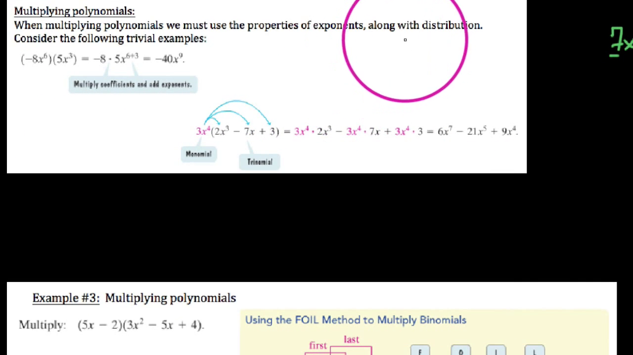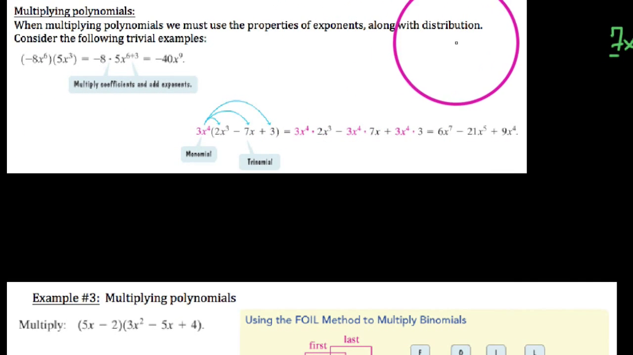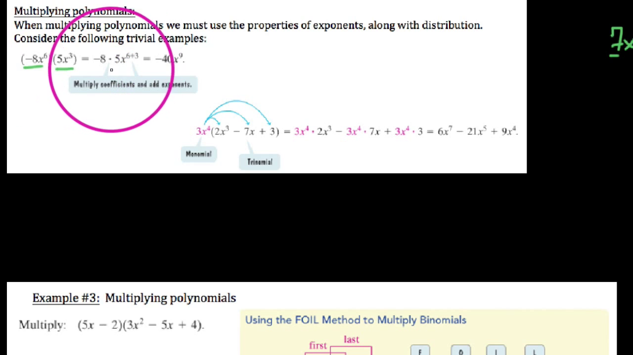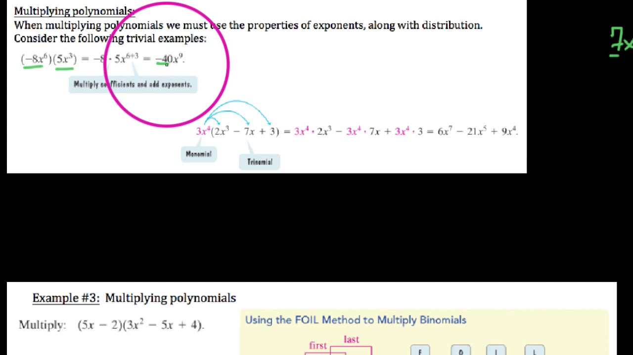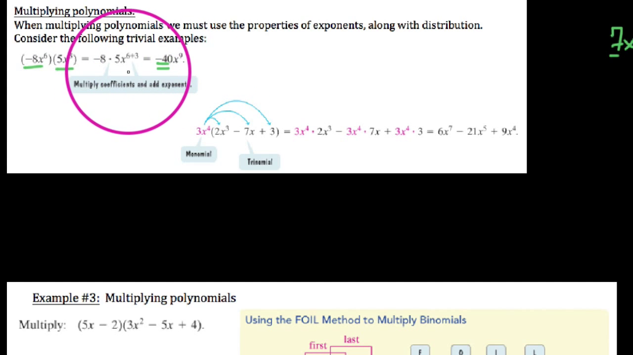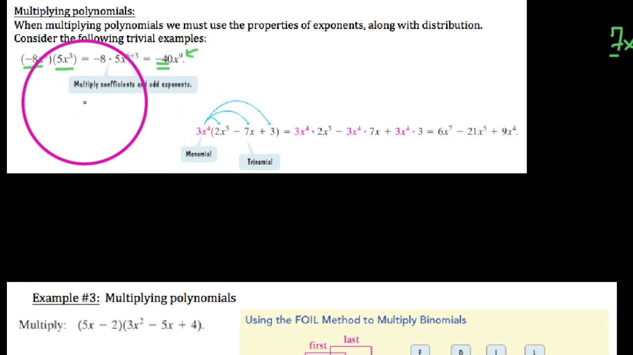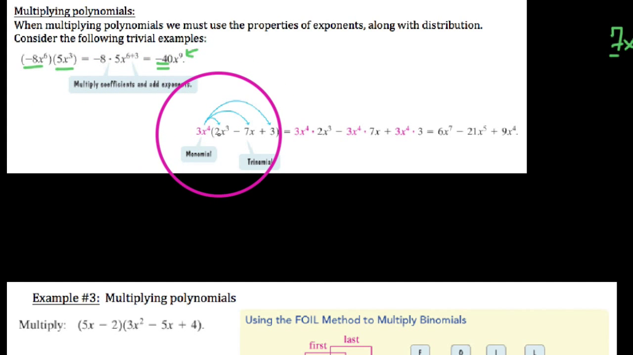That being said, we're going to use these properties of exponents, but along with distribution, okay? So I'm going to consider these two trivial examples. The very first one is this. It says that we're taking negative 8x to the 6th and multiplying it by 5x cubed. Again, we take negative 8 times 5 first and get this negative 40, but we add the exponents on our x's here because we're multiplying two things with the same base. Really, we're saying in effect we have 9 total factors of x being multiplied together, okay? So you multiply the coefficients and add the exponents.